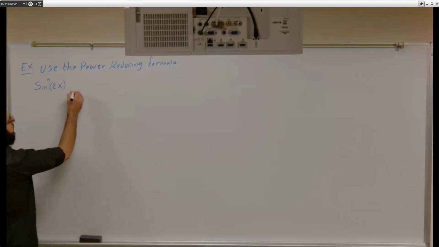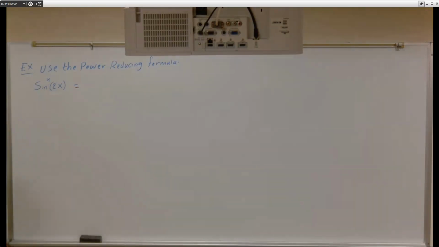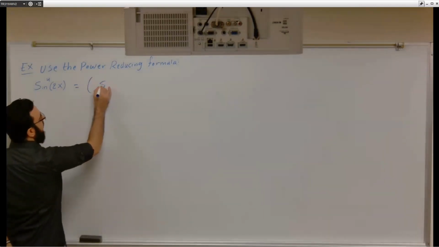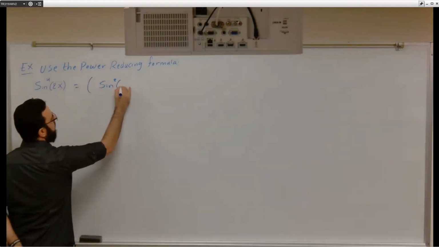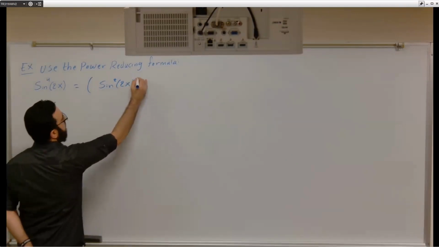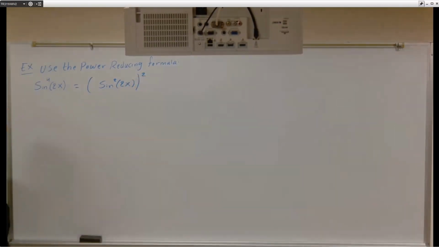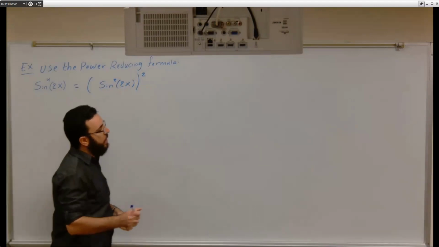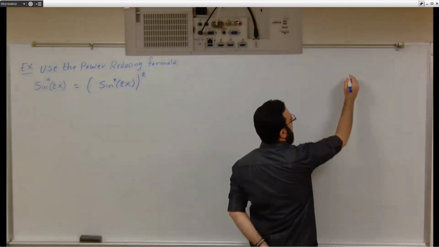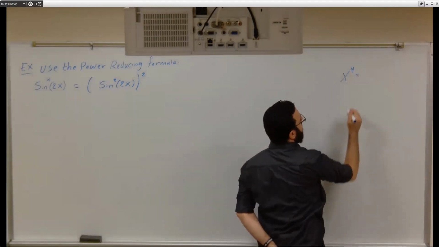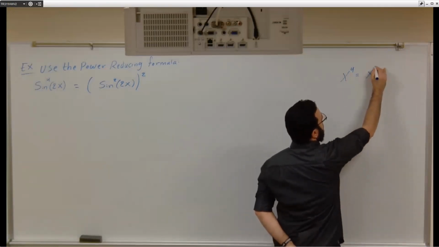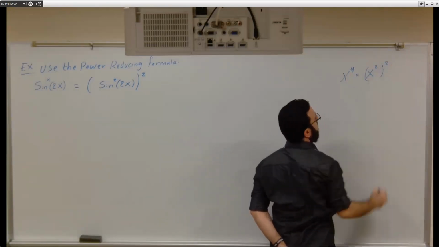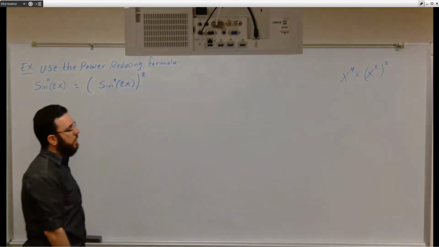So what I'm going to do here, I'm going to say, okay, sine to the power 4 is the same thing as sine squared of the angle 2x, squared. Yes or no? Same thing, because of the exponent rule, x to the power 4 is the same thing as x squared, squared. Okay?